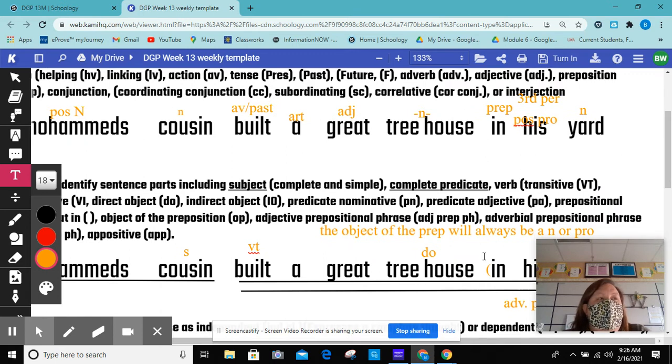Third person possessive pronoun. I made a mistake. First person pronouns are I, me, my, okay? Third person is going to be like he, him, they, them, their, okay?